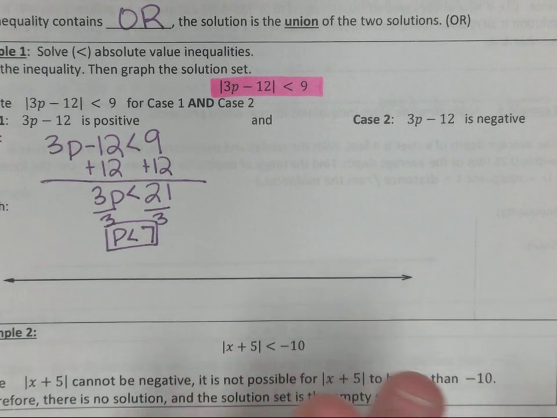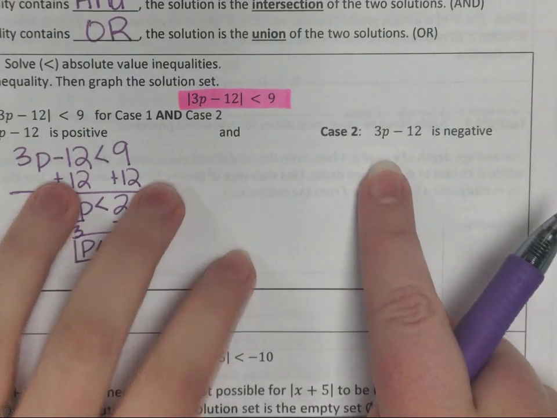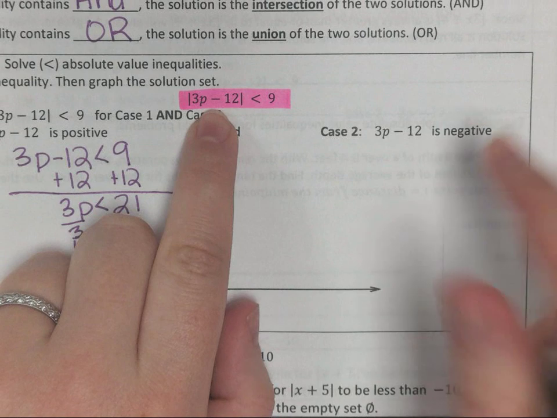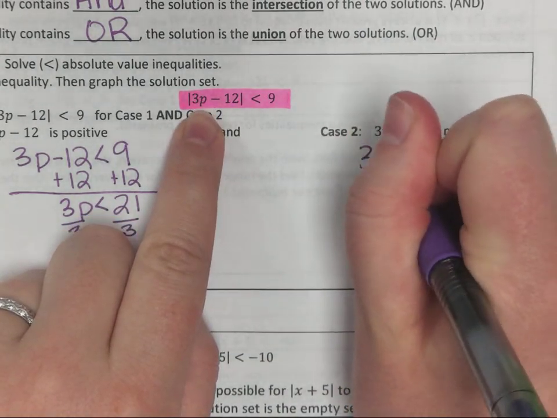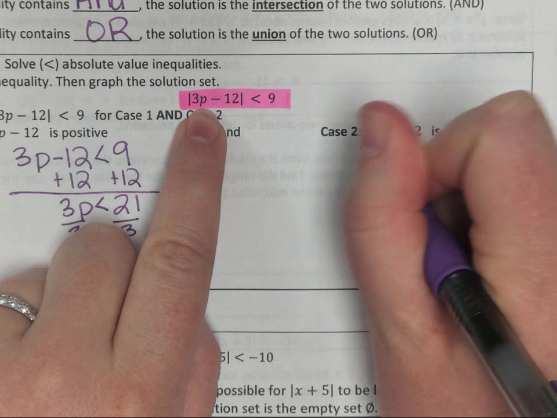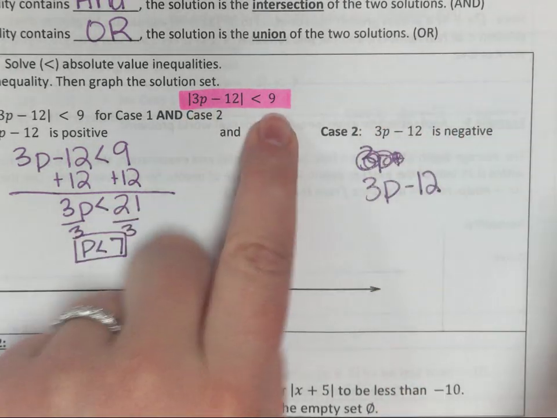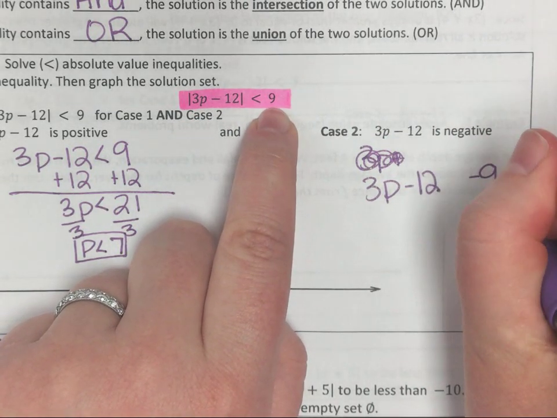Yep. Okay. Case 2 has a little tricky trick with it because we're dealing with inequalities. So we have to assume that the inside part now is negative, okay? So we're going to recopy what's inside. So 3p plus, nope, that is a minus. I am so sorry. 3p minus 12. And instead of having a positive 9, it's going to change to a negative 9.